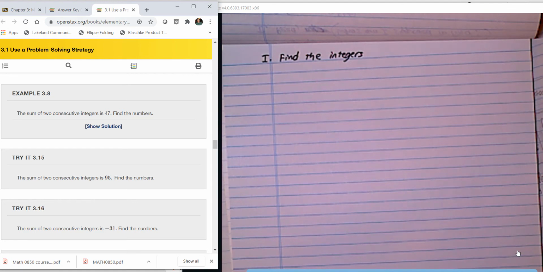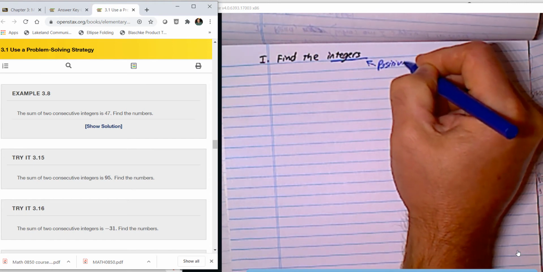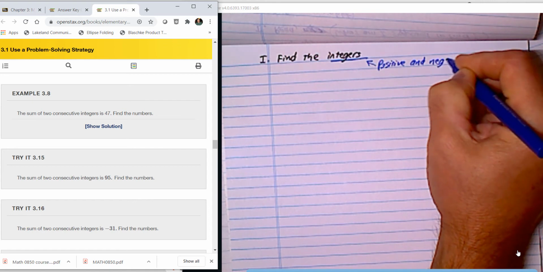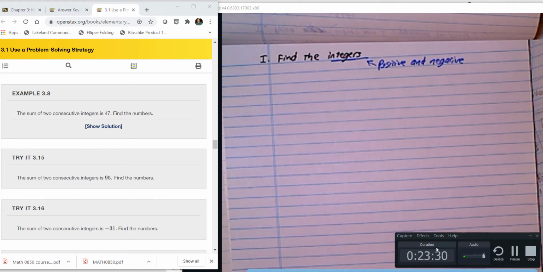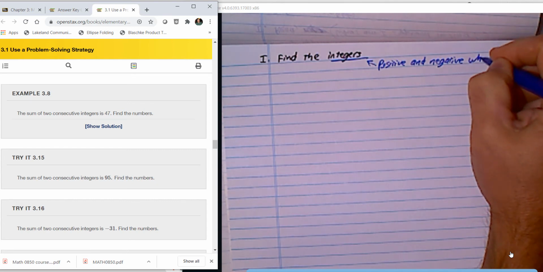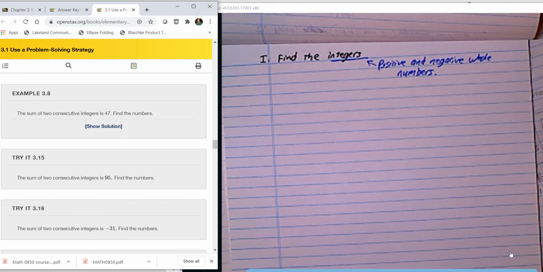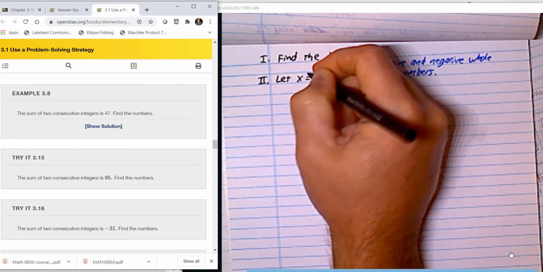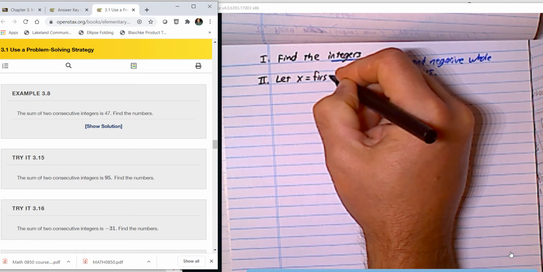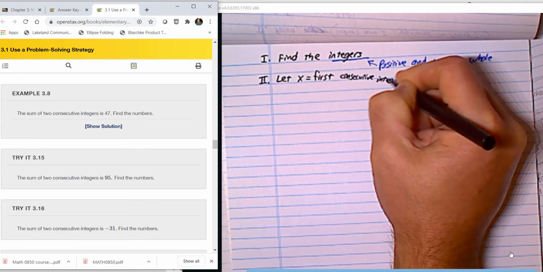Now, what are integers? I can explain that pretty easily, I think. Integers are positive and negative whole numbers. In other words, you're not allowed to use fractions. 0 is also an integer, by the way. Now, one thing that makes this problem different than some of the other number problems we had is that you see the word consecutive. So step 2, we're going to let x equal the first consecutive integer. Now, I don't know if you know what that means, consecutive.